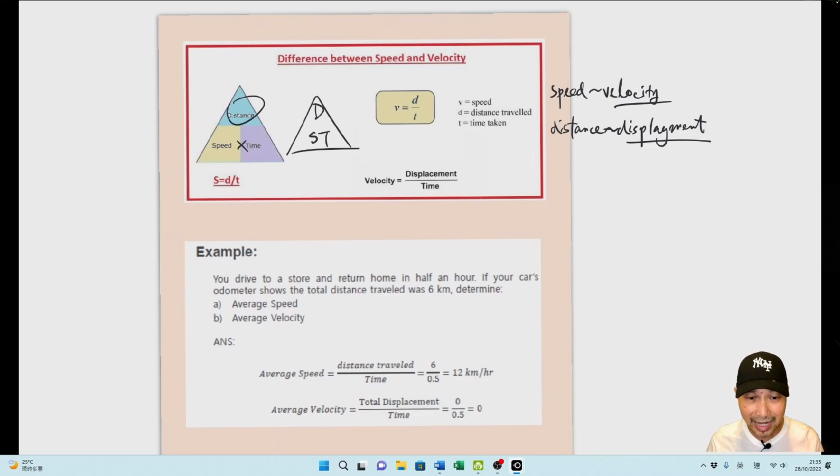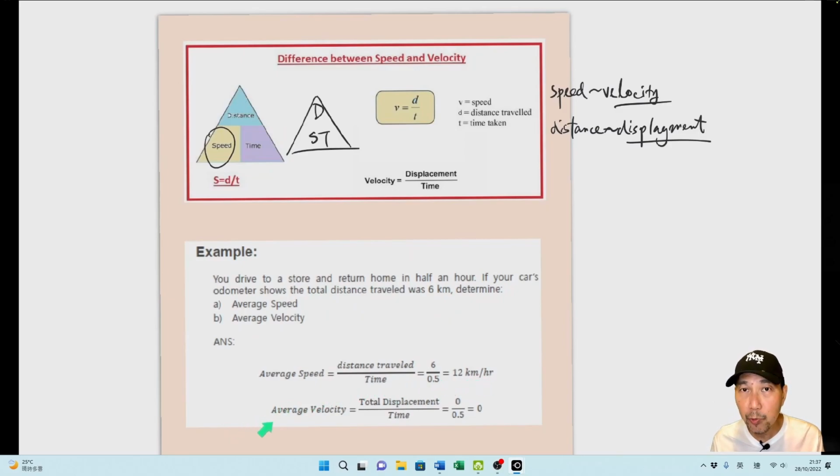Okay, let's see an example. You drive to a store and return home in half an hour. If your car's odometer shows the total distance traveled was 6 km, determine the average speed and velocity. For average speed, if we need to find speed, just distance over time. So the distance traveled is 6 km. Time is half an hour, so we change to 0.5 hours. So the answer is 12 km per hour.